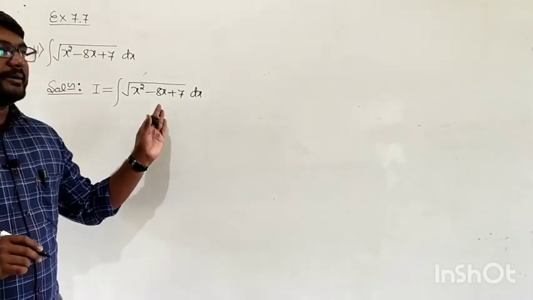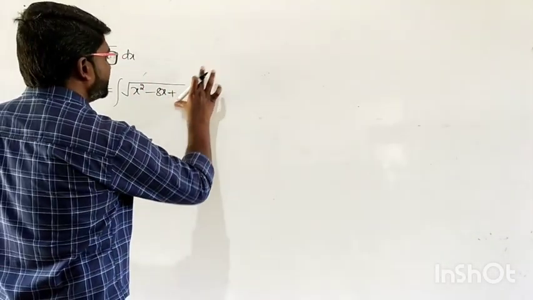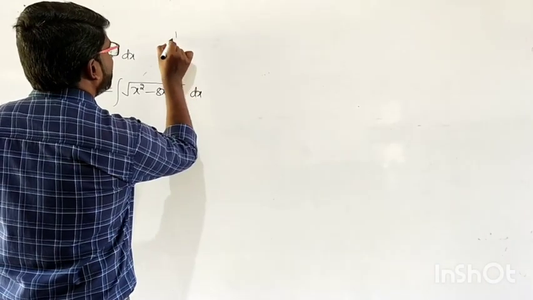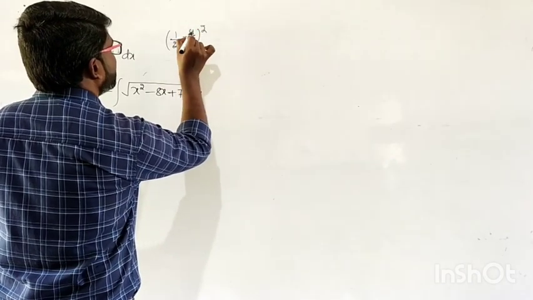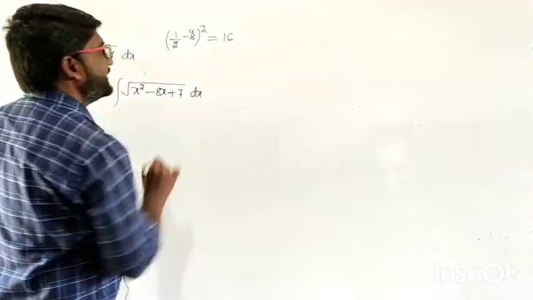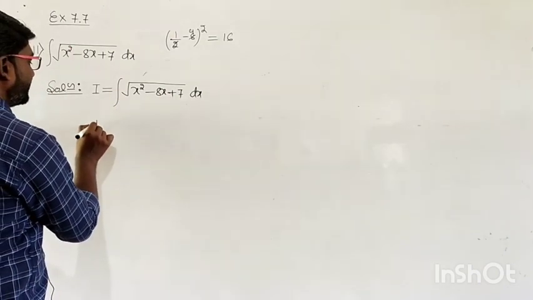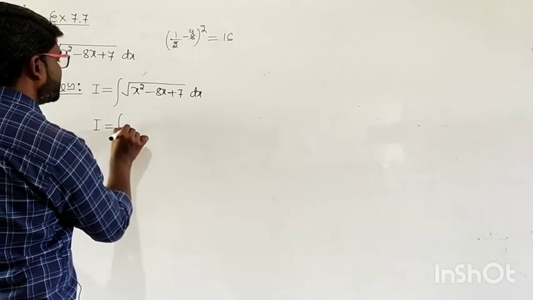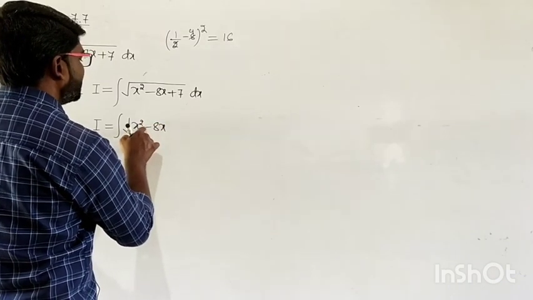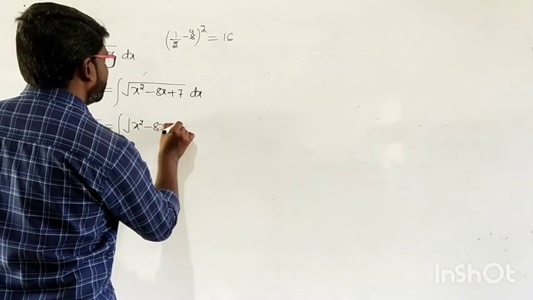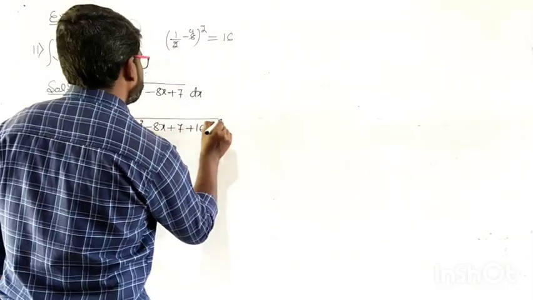So now we have to add and subtract 1 by 2 into b the whole square value. So let us do that now. 1 by 2 into b value, it is minus 8 the whole square. 2 1s are 2, 4s are minus 4, square will be plus 16. We have to add and subtract 16 to this particular quadratic polynomial. I is equal to integral square root of x square minus 8x plus 7 plus 16 minus 16 dx.